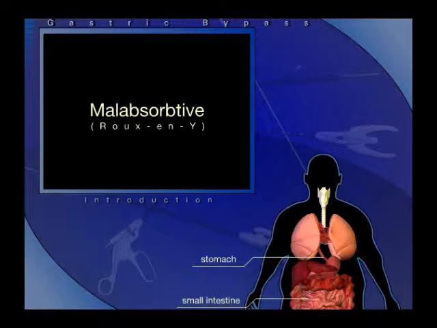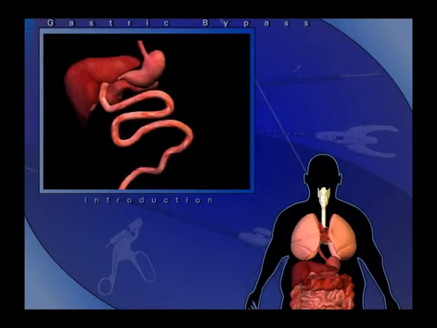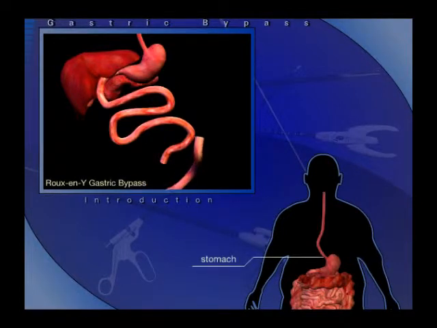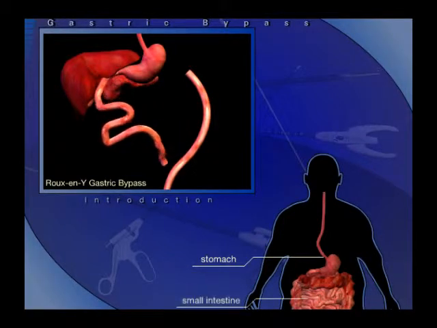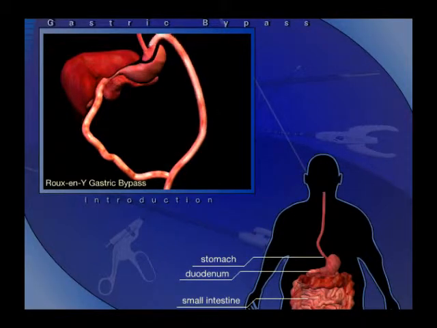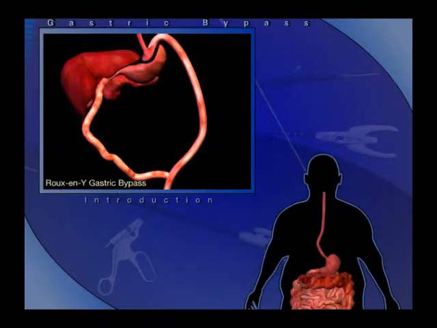The Roux-en-Y gastric bypass is a malabsorptive operation that has been used for over 2 decades. It is the most common and successful of the malabsorptive procedures. The procedure consists of creating a small stomach pouch to restrict food intake. Then a section of the small intestine is attached to the pouch to allow food to bypass the lower stomach, the duodenum, the first segment of the small intestine, and the first portion of the jejunum, the second segment of the small intestine.